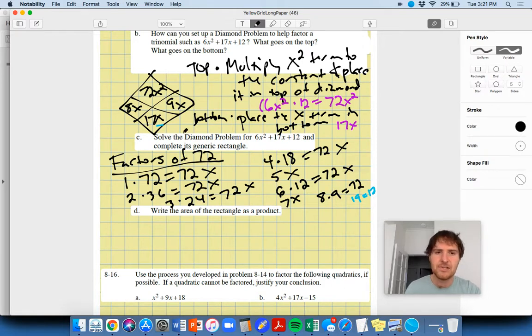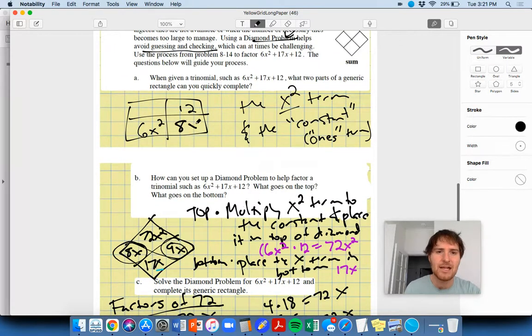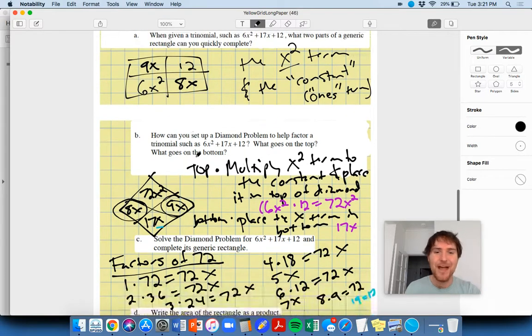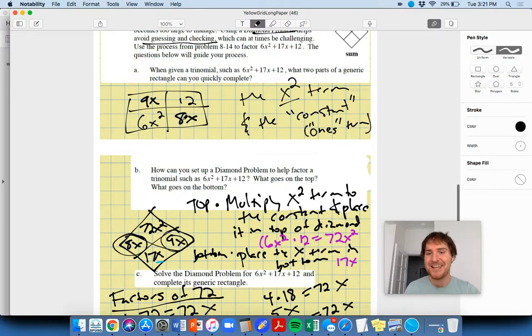So now that I know this, I know that I have this here and this here, I can complete the generic rectangle. I can move that up here. I can put 8x right here, and I can put 9x right there. And I can go ahead and factor this, and it says write the area of the rectangle as a product. Well, did all that work because now I follow the pattern here. 6 times 12 is 72, 9 times 8 is 72, and x times x is x squared. 72x squared is the product of both the diagonals.